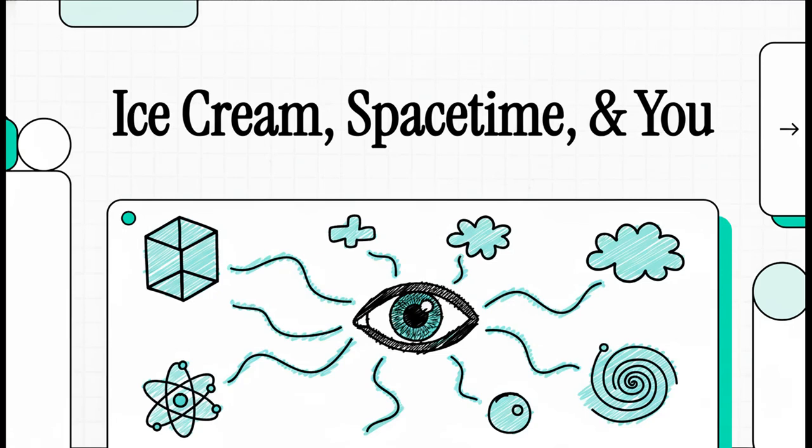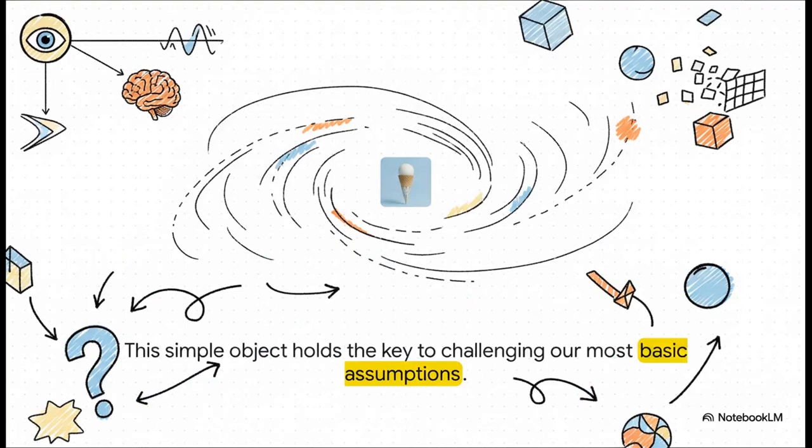What if I told you that the way you see the entire world, I'm talking space, time, everything, could be explained by something as simple as this? Today, we're diving into a really mind-bending theory about the nature of reality itself, and it all kicks off with a summer treat. Yeah, okay, at first glance, it's just an ice cream cone.